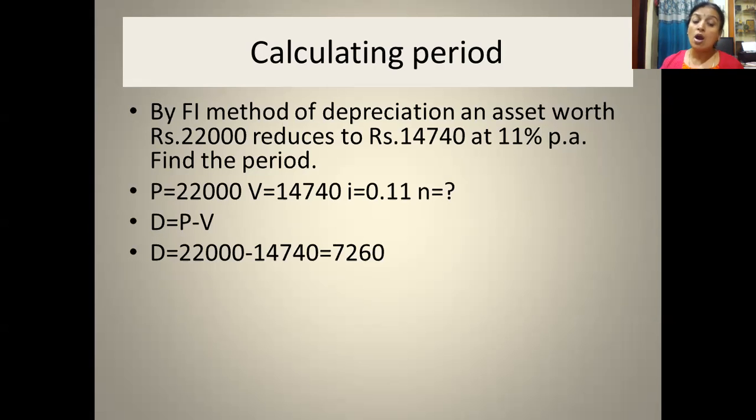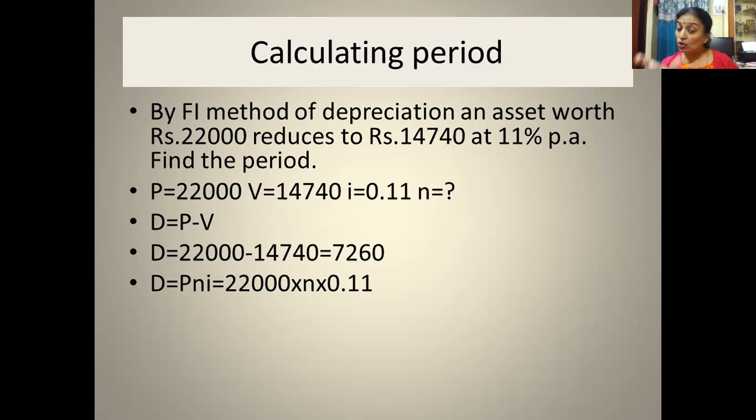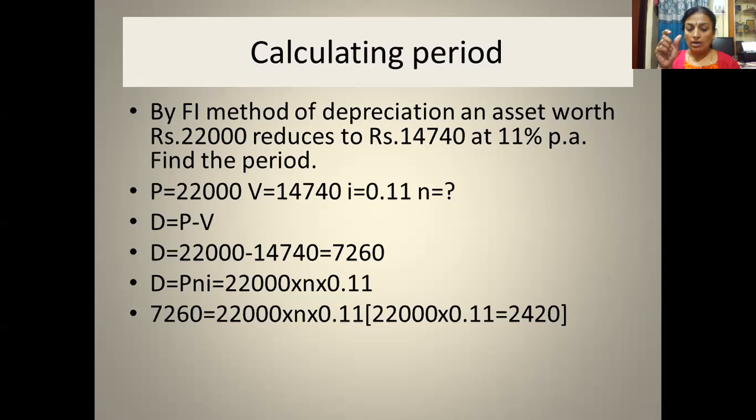Now what is the formula of calculation of D? That is D is equal to PNI. P is given, that is 22,000 into N, not known, and I, that is 0.11. Now just go for the multiplication of 22,000 into 0.11, which is known. So then we get 22,000 into 0.11 means we will get 2,420. Okay. So 2,420 into N we have to do.